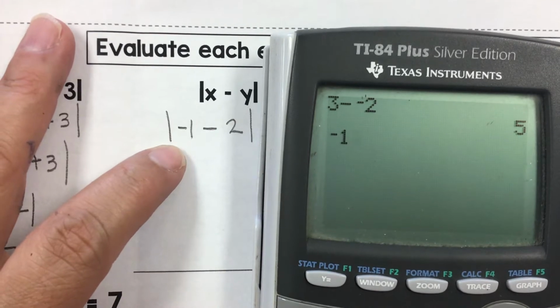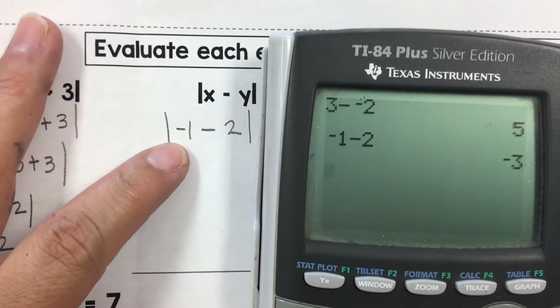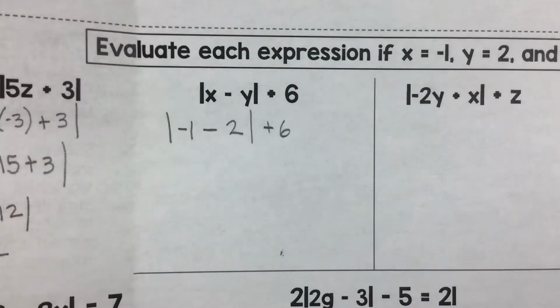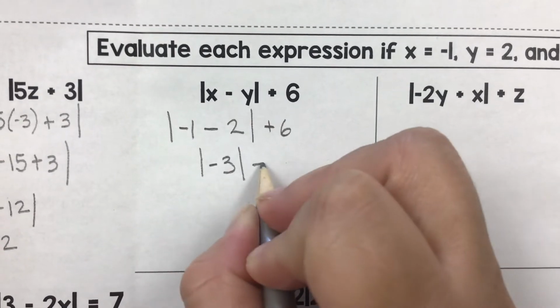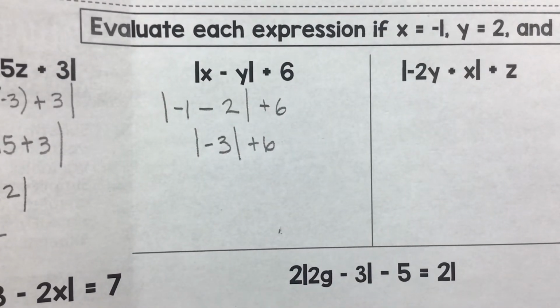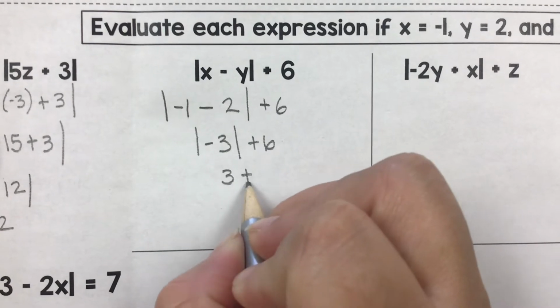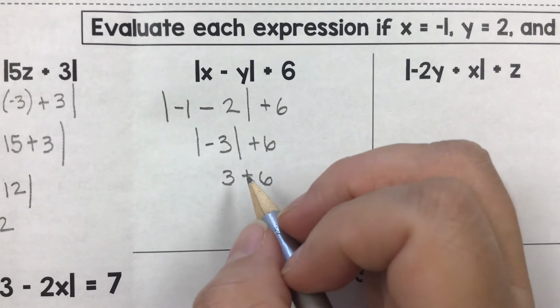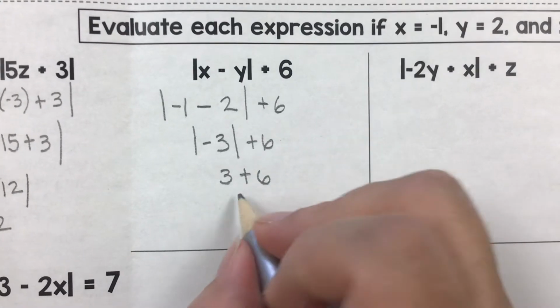Negative 1 has that little sign, minus 2 has the big one, because that's the operation, negative 3. So negative 3 plus 6. All right, we have that one number by itself. We're going to put it in the washing machine. What do we get out? A positive 3. So 3 plus 6. 3 plus 6 is? 9.